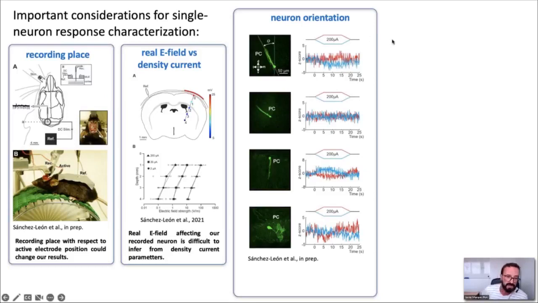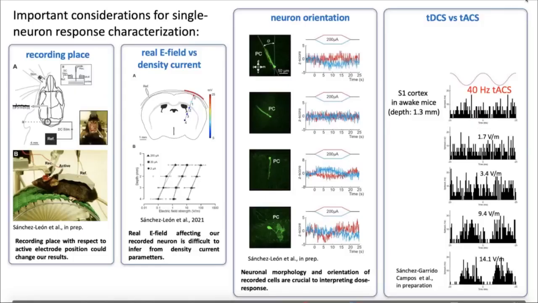And also, in our experience, we have huge changes depending on the morphology and the orientation of the cell. So even when you are in a very similar region from one recording to the other, the effect is going to change a lot depending on the orientation. In this picture, you can observe the opposite effect depending on the orientation of a Purkinje cell in the cerebellum of an awake animal.